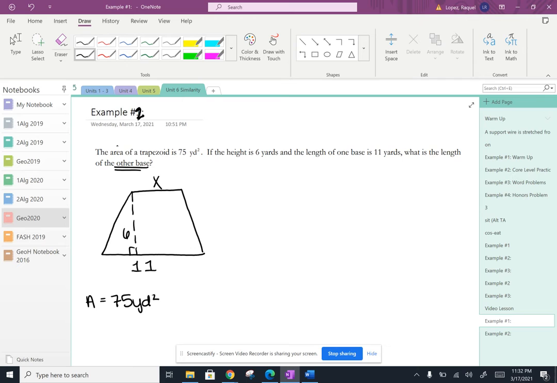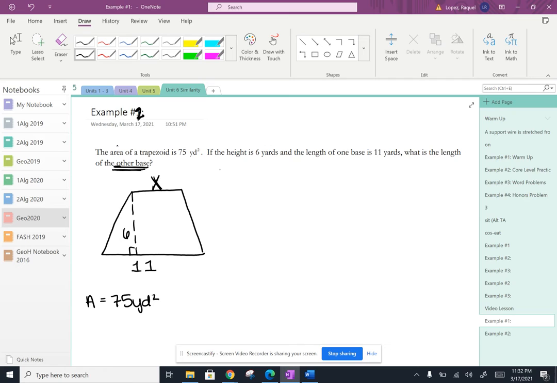And we also know that the height is 6 yards and the length of one base is 11 yards. We want to know what the length of the other base is. So I don't know what this base is. I'm just going to label that X. So I have a diagram to help me figure out what the solution is.